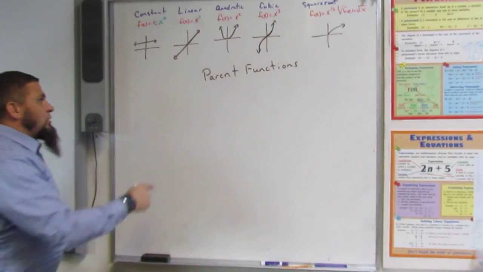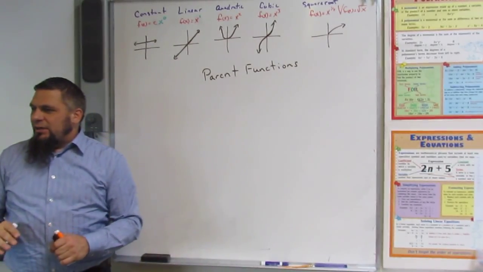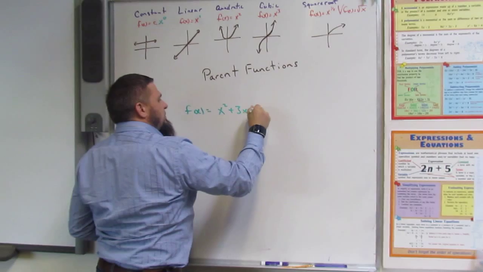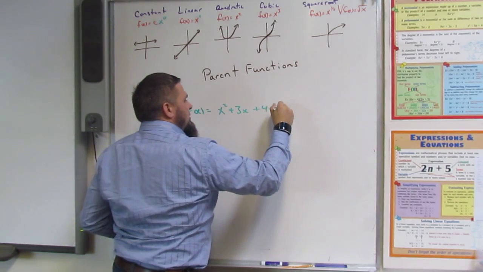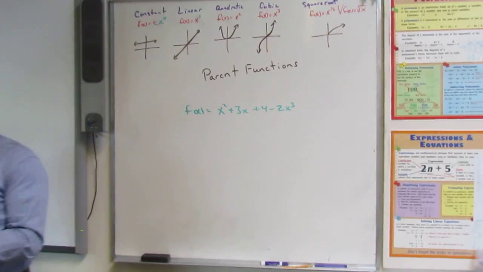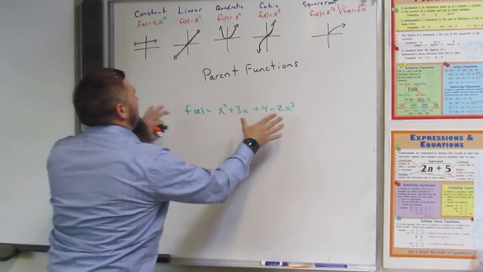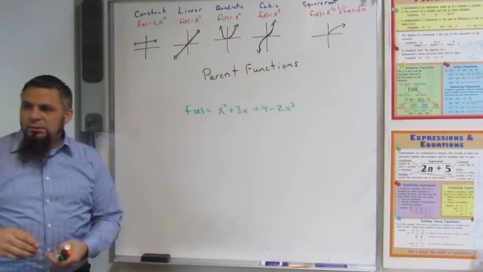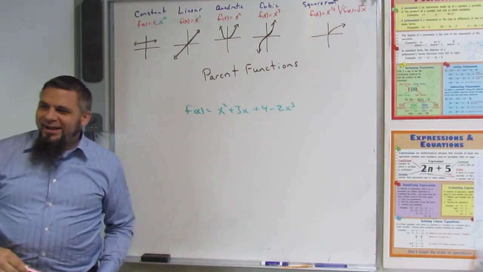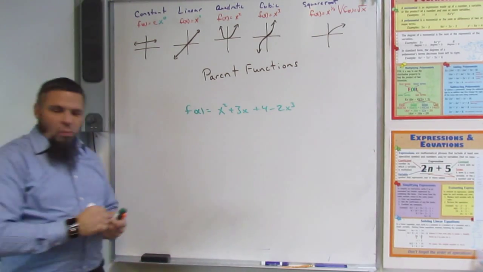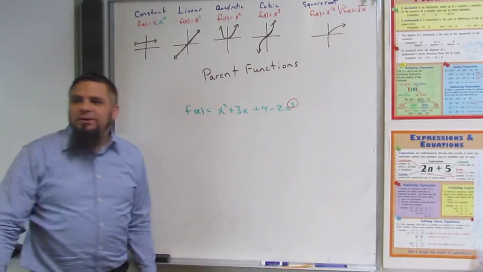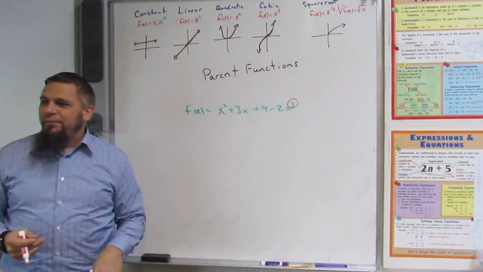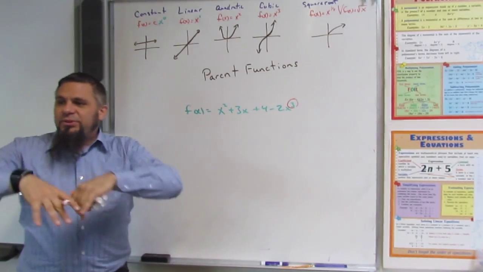Okay? So we could go to any function out there. F of x is equal to x squared plus 3x plus 4 minus 2x cubed. And so which one of these parent functions is this one? Quadratic. No. Oh wait, never mind. I was just kidding. Cubic. Why cubic? Because that's the highest power, the highest exponent. I was just testing you guys. I was trying to trick you by putting it at the end. So it's always the one with the highest exponent.